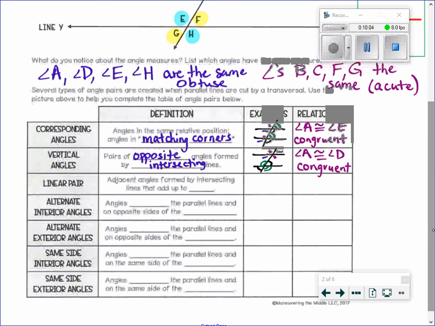Now, a linear pair is the next vocabulary. It's a lot of vocabulary today. I added all the words for that vocabulary. Linear pair: adjacent angles formed by intersecting lines that add up to 180. Adjacent, remember, means next to. So this is actually a linear pair. When together, they make a straight line. And what does a straight line add up to? 180. Good. 180 degrees.